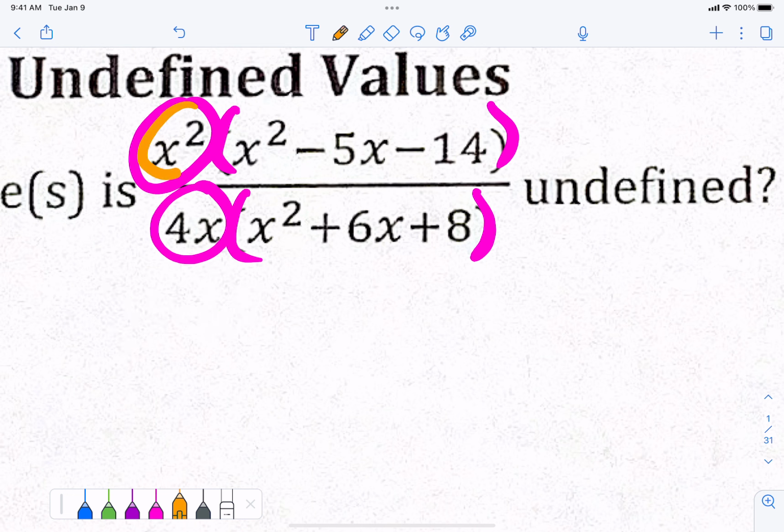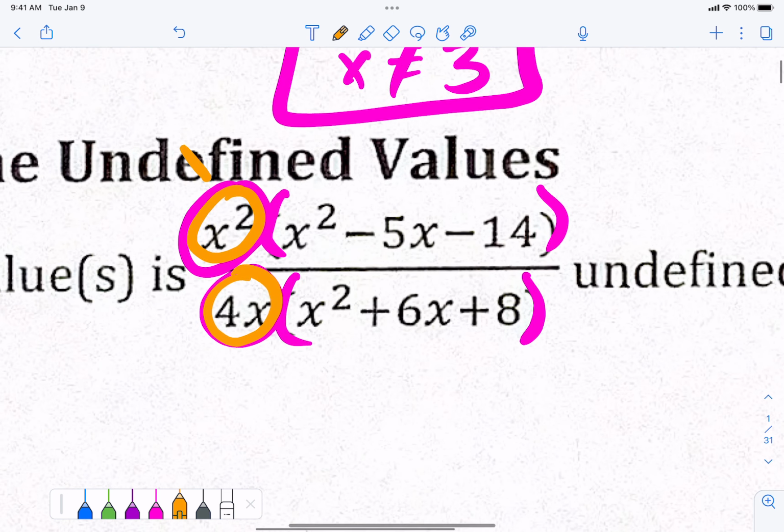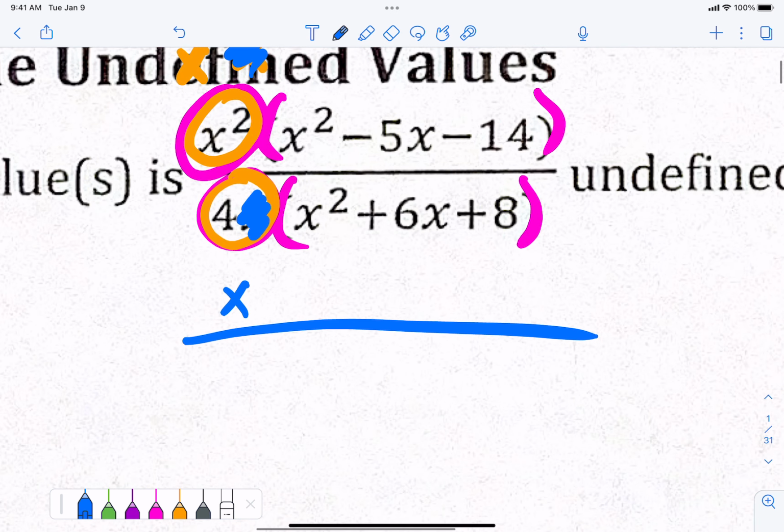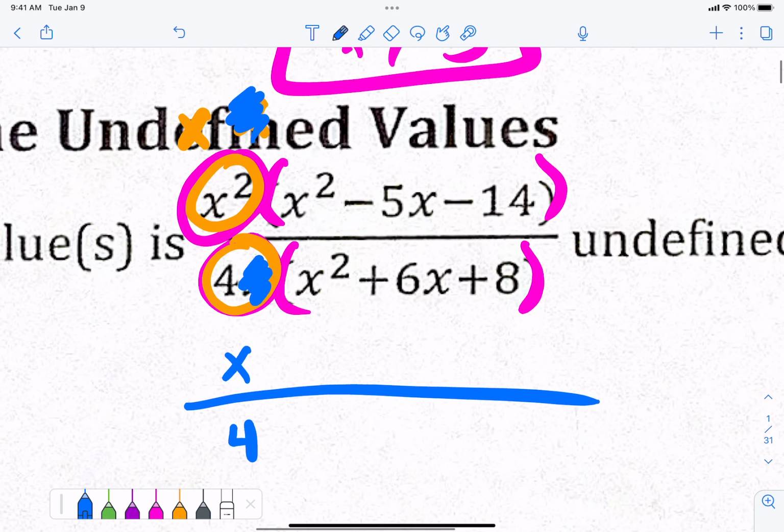If I look at x squared and 4x, can I cancel anything? X squared means x times x. So I have two x's on top, right? Can I cancel this x with one of these? Yes, that x will cancel. So what's left over on the top? X. And what's left on the bottom? Four. Do you see that? Those are not trapped together, right? Unless there's a plus or a minus sign, they're not trapped together. So we can just do that, okay?